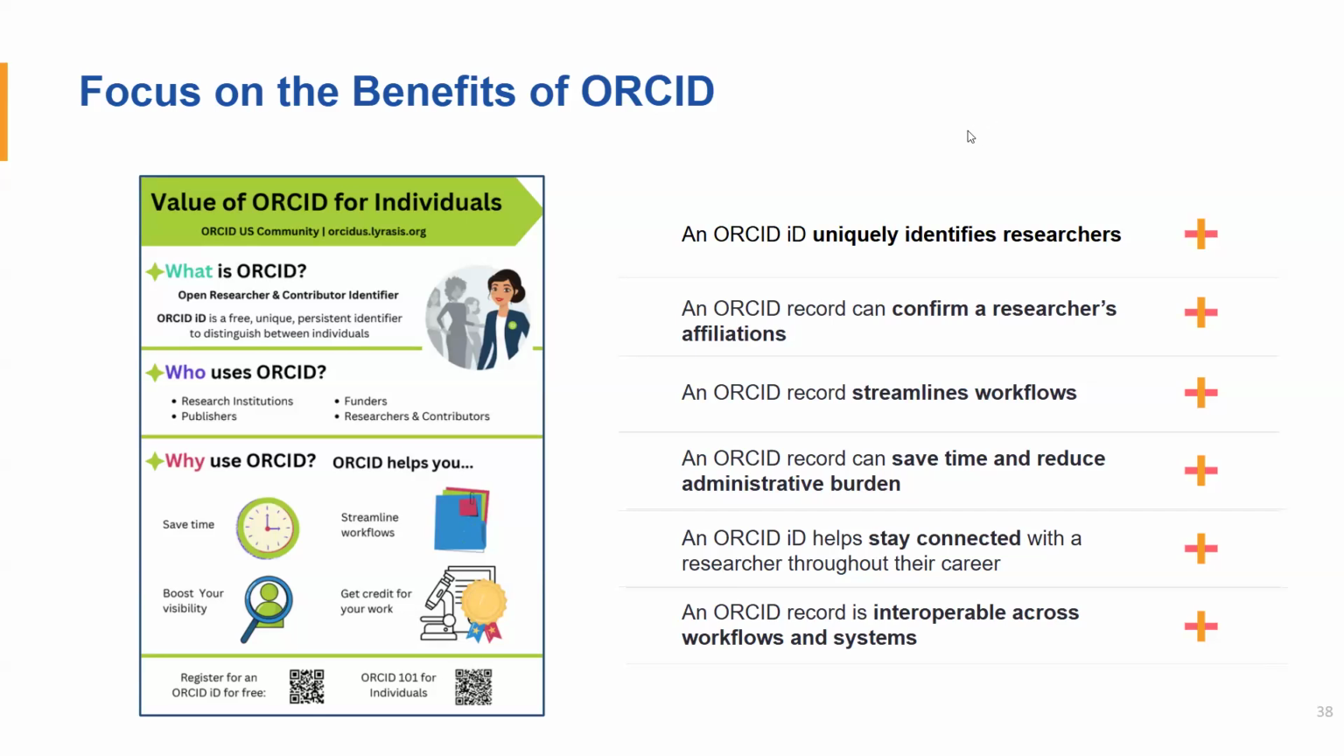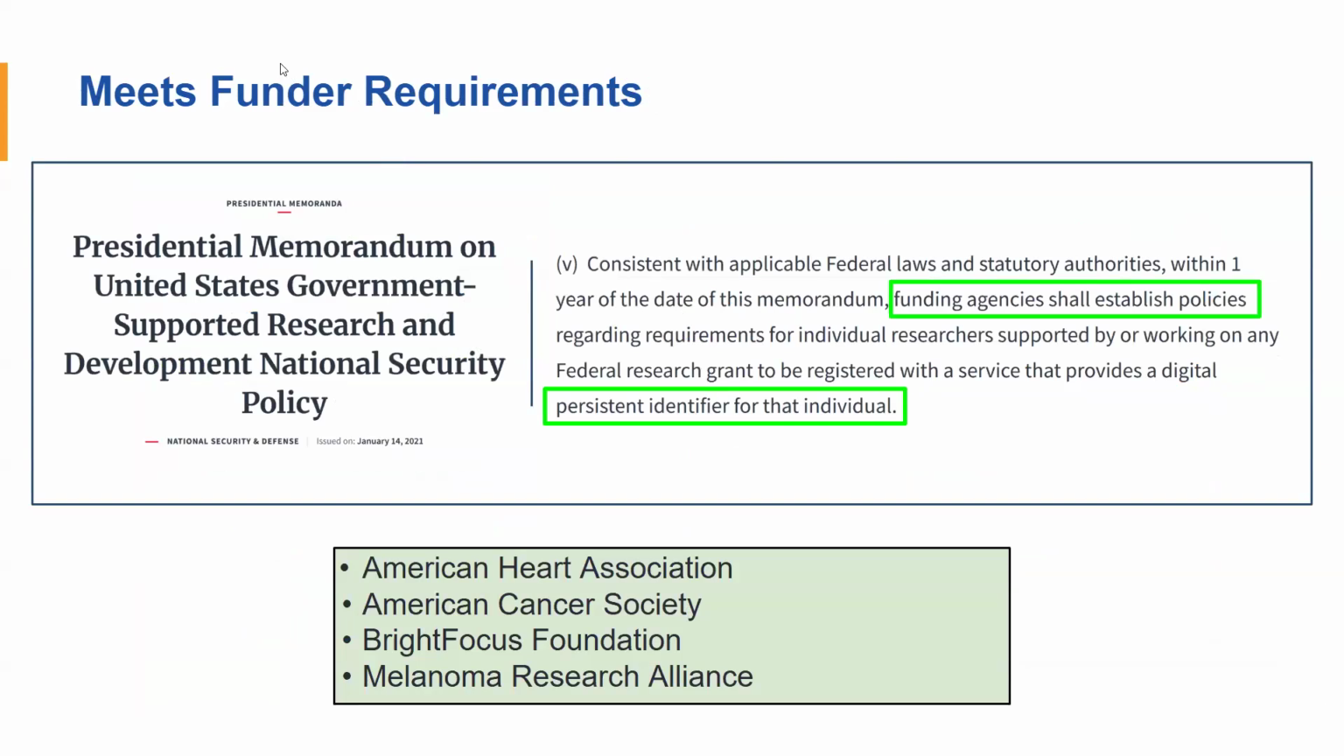Now, in addition to those, in the next few slides, we're gonna go into a little bit more detail about other talking points that you can have a conversation with your stakeholders, with your researchers. So the first one is meeting funder requirements. Federal funding agencies such as NIH, NSF, DOE, and others basically were instructed to have policies related to persistent identifiers for individuals. So that's the terminology that the federal government is using.